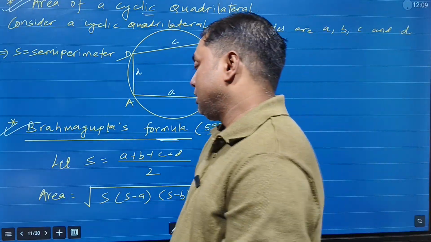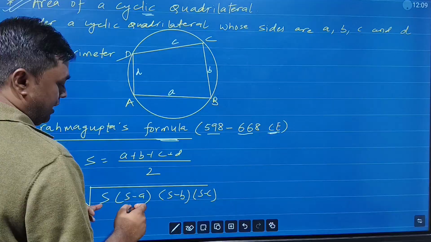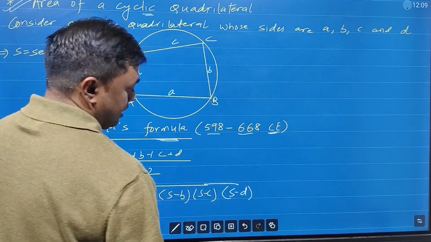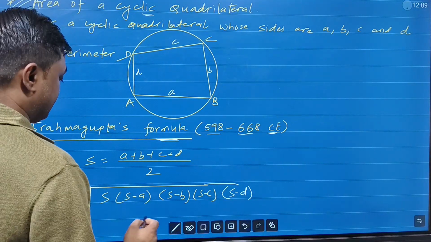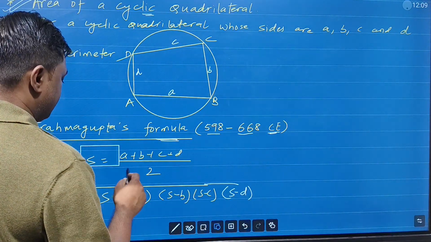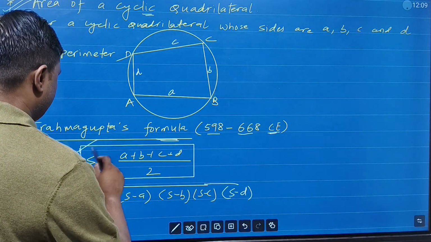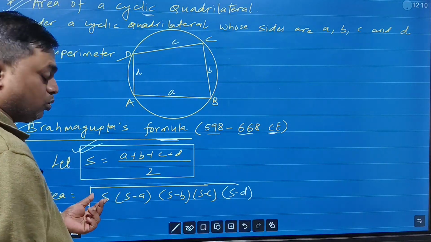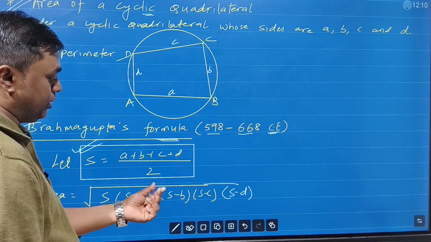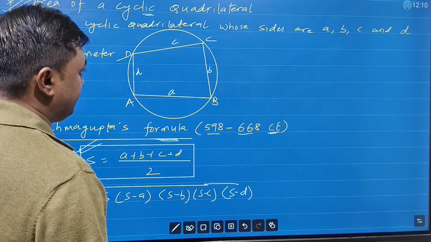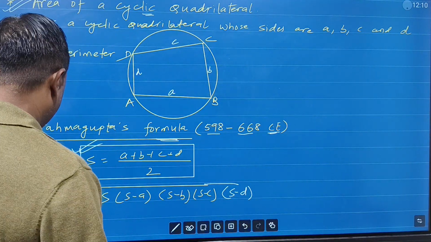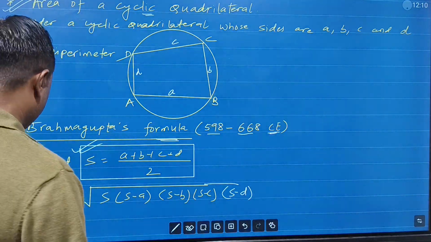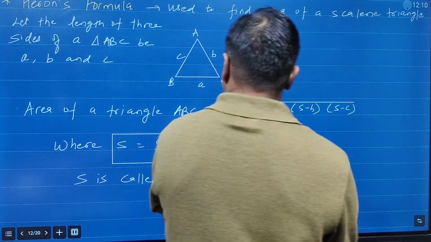So area is root under s into (s minus a), (s minus b), (s minus c) into (s minus d). Am I clear? What is s? s is nothing but (a plus b plus c plus d) by 2. And area is root under s into (s minus a) into (s minus b) into (s minus c) into (s minus d). In this way, we can find the area of a cyclic quadrilateral, given by Brahmagupta. So this is also called the Brahmagupta formula.